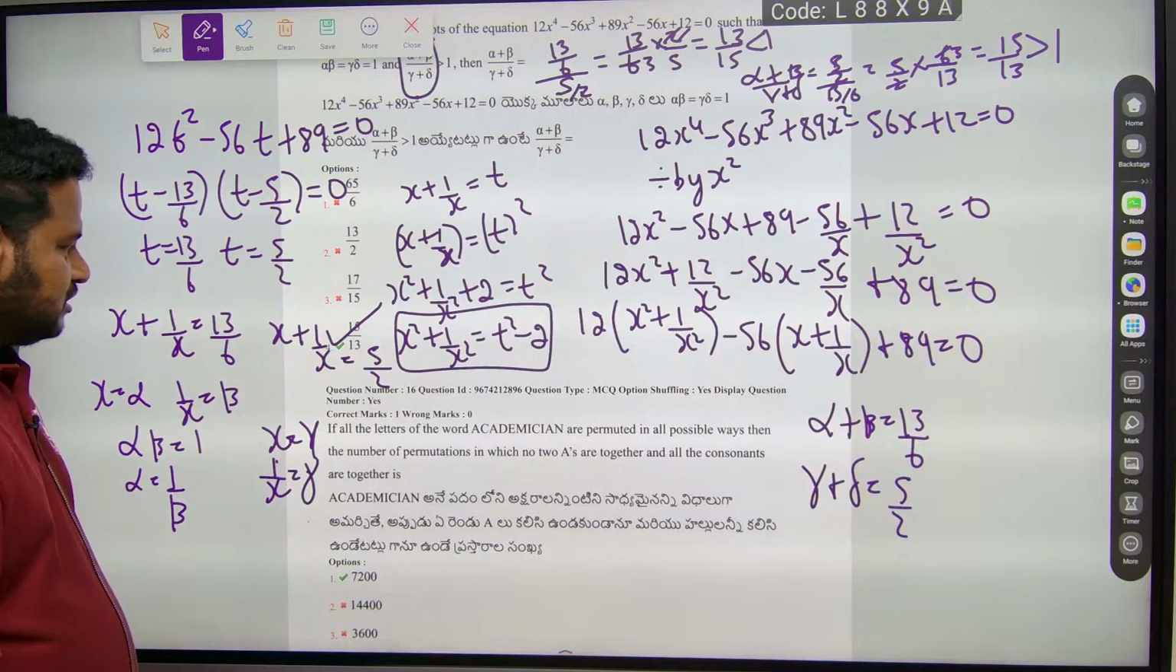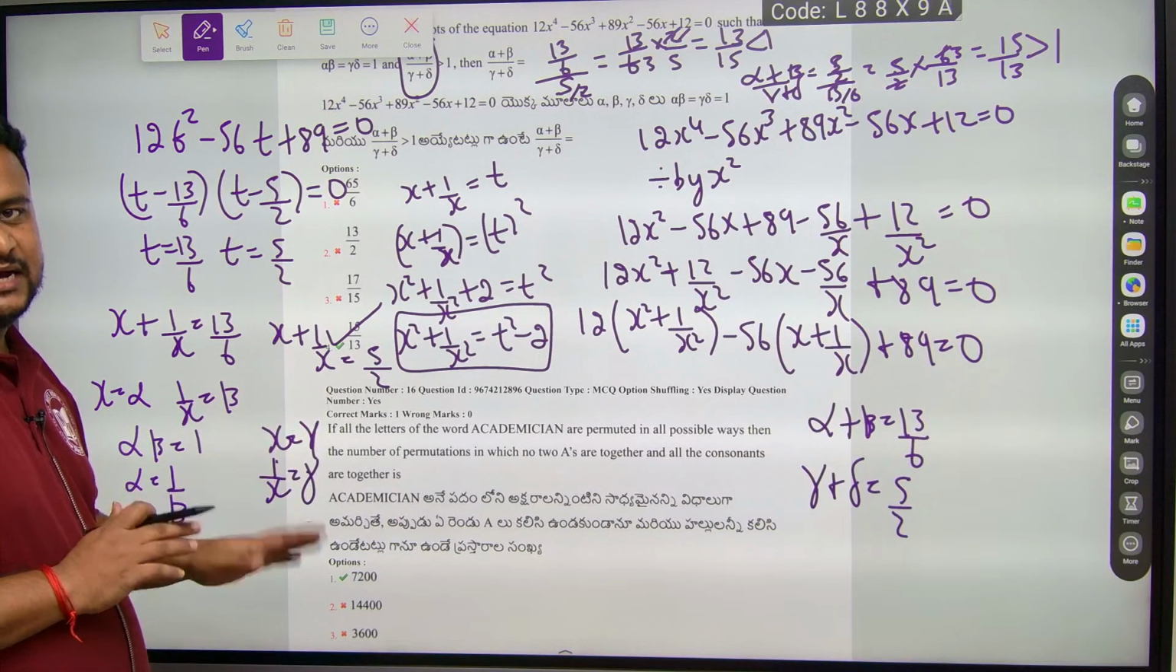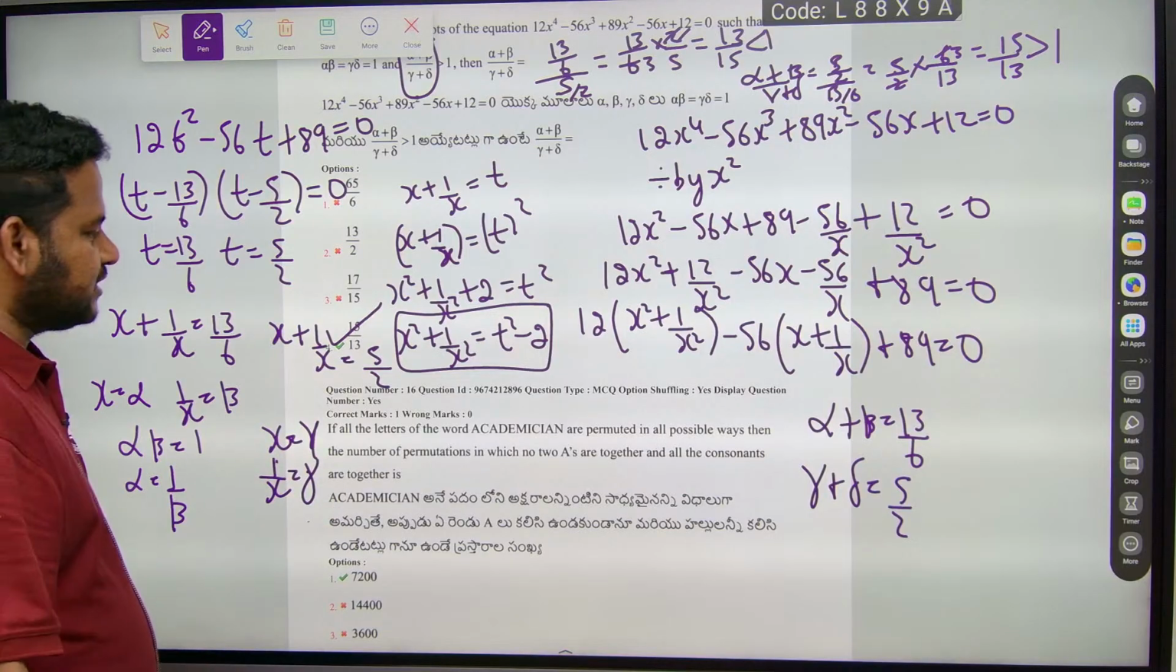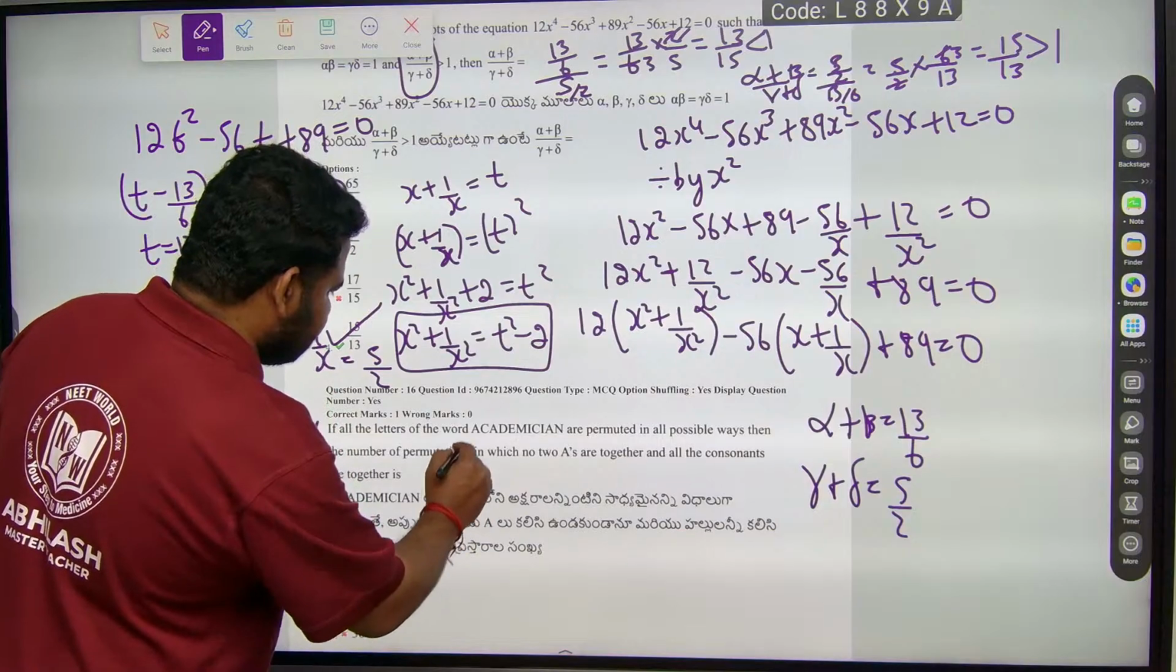So for this question, first we have to know how to arrange the consonants and how to arrange the vowels. So when it comes to consonants, what are the consonants that we have in this word?